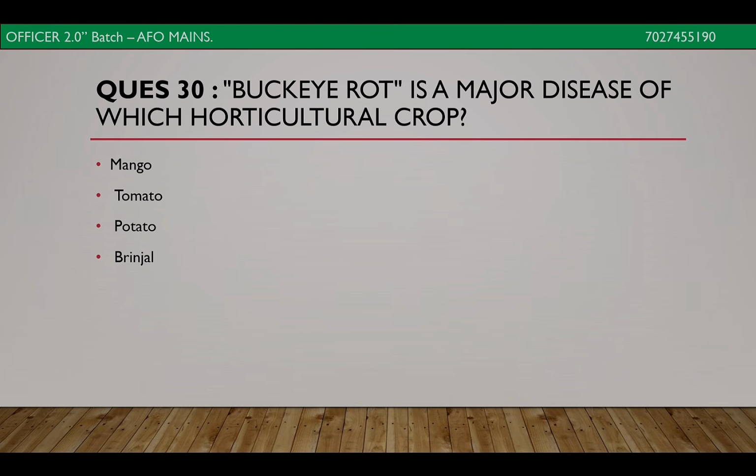Buck eye rot is a major disease of which horticultural crop? Buck eye disease occurs in case of what? Tomato. In this disease, you find concentric rings on the fruit, and this generally occurs on the lower side.